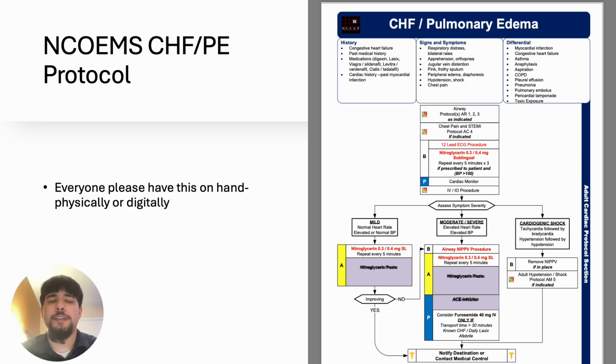So this is the NC-OEMS congestive heart failure and pulmonary edema protocol. It would be nice if you guys, if you can't see it greatly on here, to at least have a physical or a digital copy on hand. You can find it online by going to the NC-OEMS website, and from there you can find the protocols in that website. So this is the CHF pulmonary edema protocol. We're going to go over it a little bit in the next couple slides.